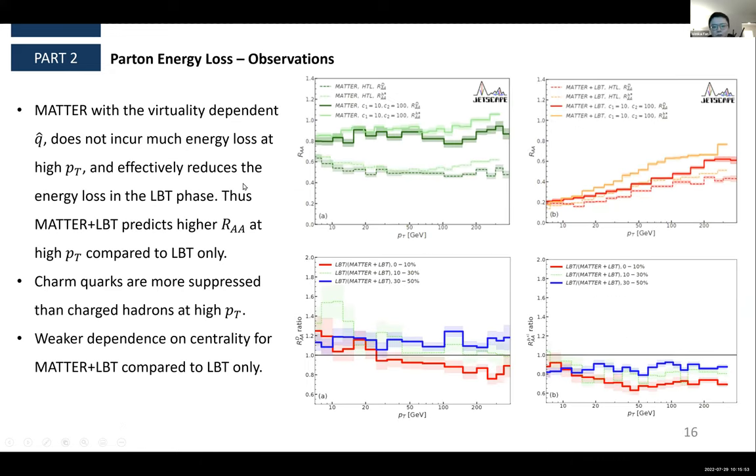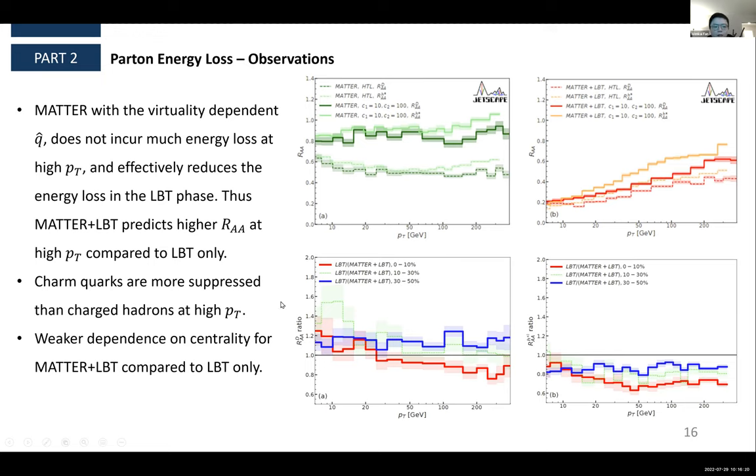So our observation so far is that the matter model effectively reduces the energy loss in the LPT phase, because it reduces the time a parton spent in the LPT phase. And this is why matter plus LPT predicts higher RA at high PT.